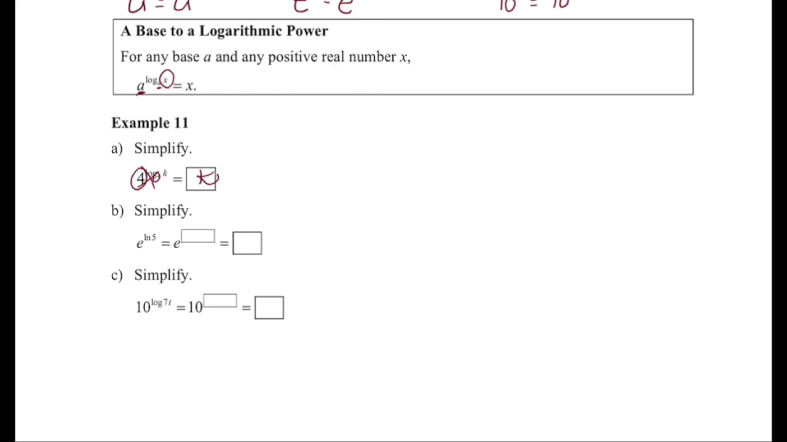e to the natural log of n, we know that natural log is the same as log base e of the 5th, so now our bases match, so I have 5. Even though I don't have a base with my log here, I know that it's automatically 10. They match, so this is the same as 10 to the log base 10 of 7t. Since they match, they cancel, and we have 7t.